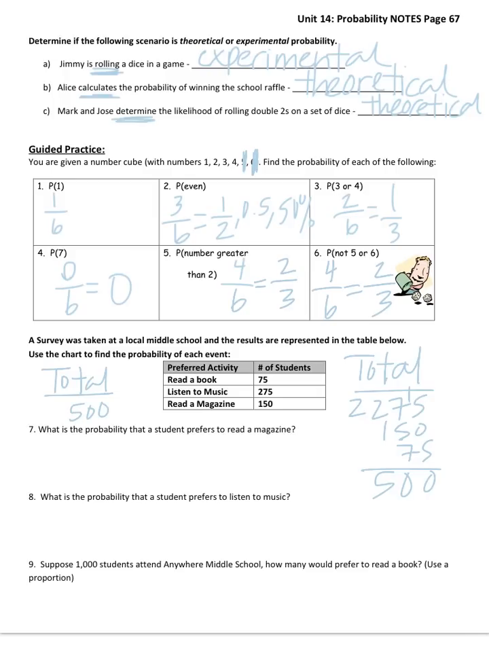Okay, so the probability of a student preferring to read a magazine is 150 out of 500. The GCF would be 50, so that's 3 out of 10, which is 30%. Listens to music, that's 275 out of 500.